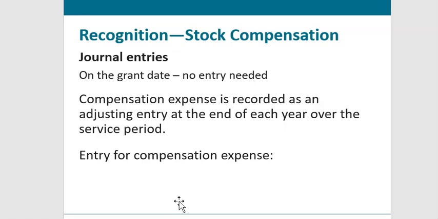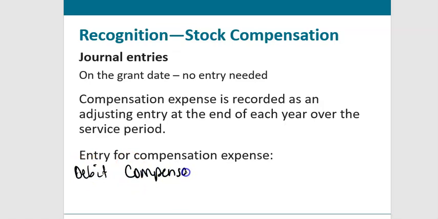At the end of each year over that service period, we record compensation expense. We see here compensation expense is recorded as an adjusting entry at the end of each year over the service period. And what is that entry? So let's say at the end of the first year of the service period, what is that journal entry that will be recorded? Well, we're going to debit compensation expense.